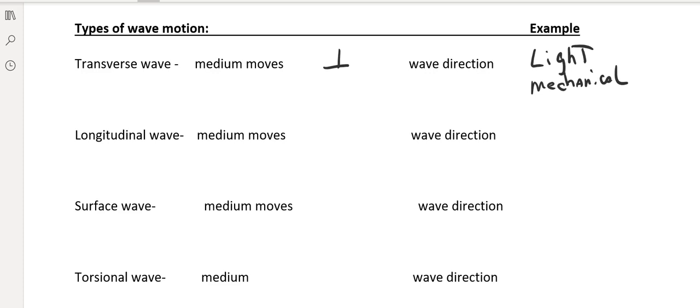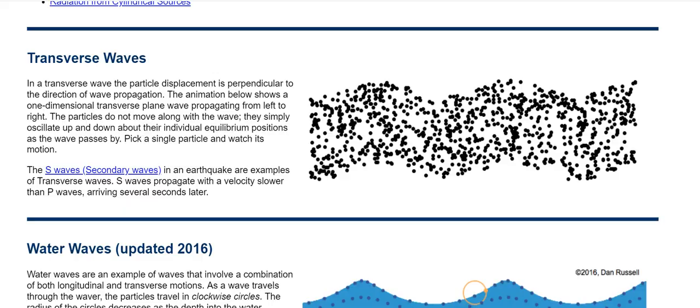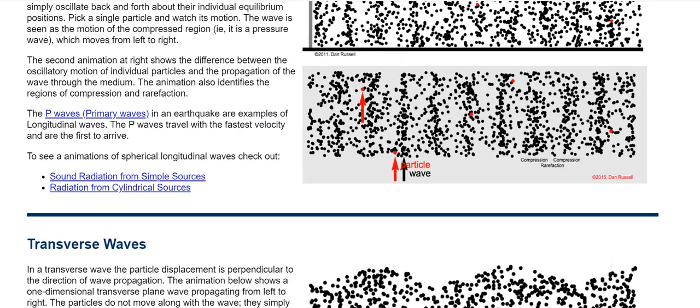Second type of wave is a longitudinal wave. Now, one of the classic examples for a longitudinal wave is sound. Sound is a longitudinal wave. And what we say is that the medium moves parallel to the wave direction. Okay? Longitudinal waves are horrible to draw. No one wants to draw longitudinal waves, but we're going to look at a simulation here.